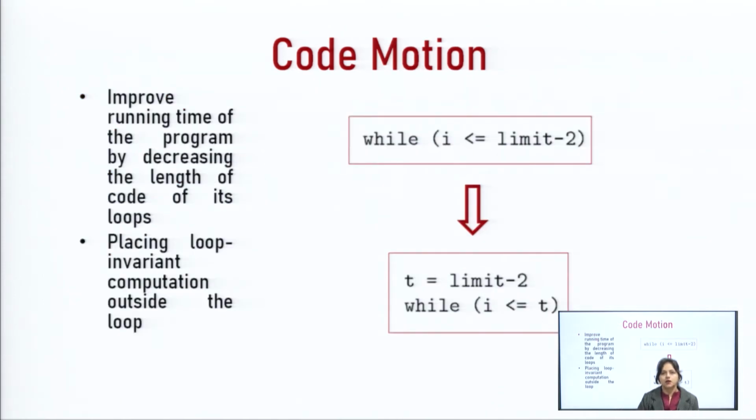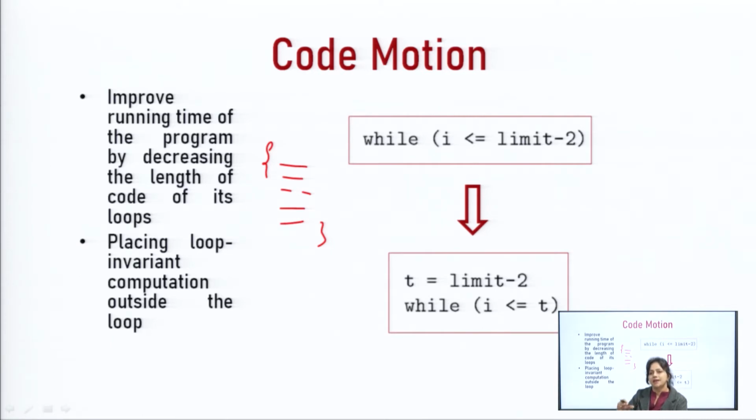Now, next is code motion. Code motion concerns a very important section of the program, which is the loop. A loop may have many statements, and some of them may have computation that is not required to be done inside the loop. It can be kept outside the loop and will give the same computational result. Such statements are called loop invariant statements.